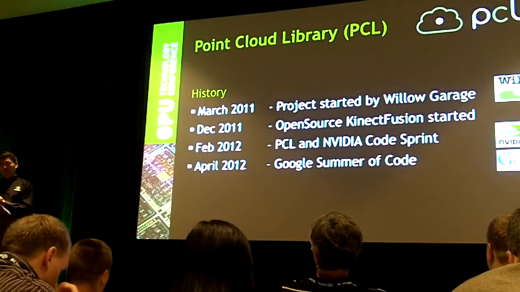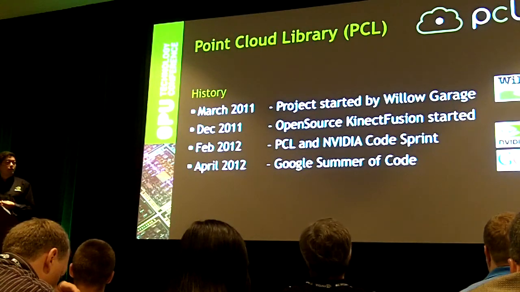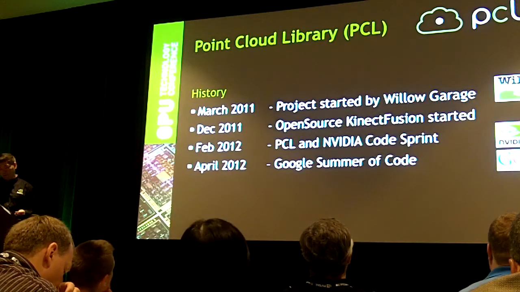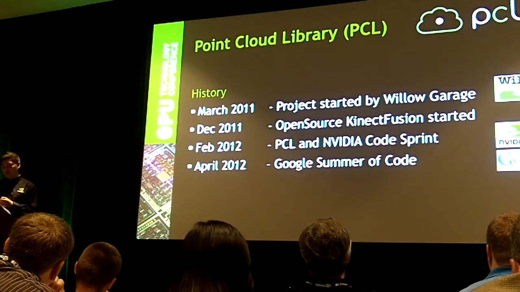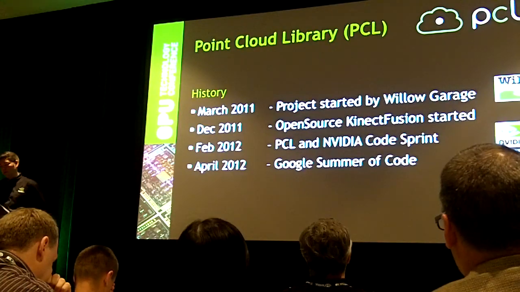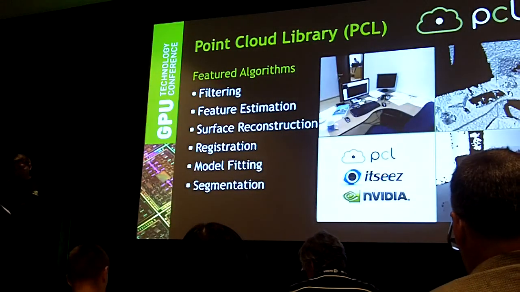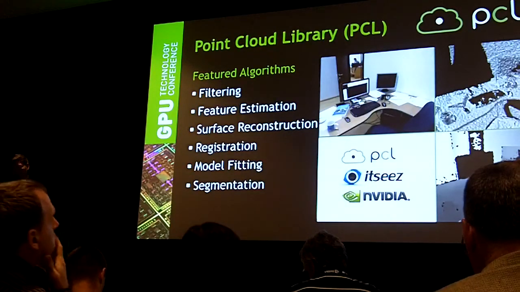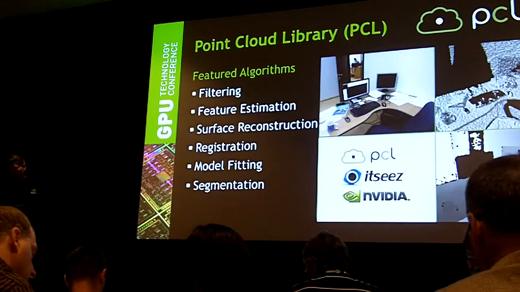The PCL developers were also interested in developing this, so there's an open source version of Kinect Fusion that they developed on their own. This year, NVIDIA, PCL, and Google were working together to contribute to the point cloud project. The Point Cloud Library offers a number of algorithms that you can use: filtering, feature estimation, surface reconstruction, registration, model fitting, and segmentation.